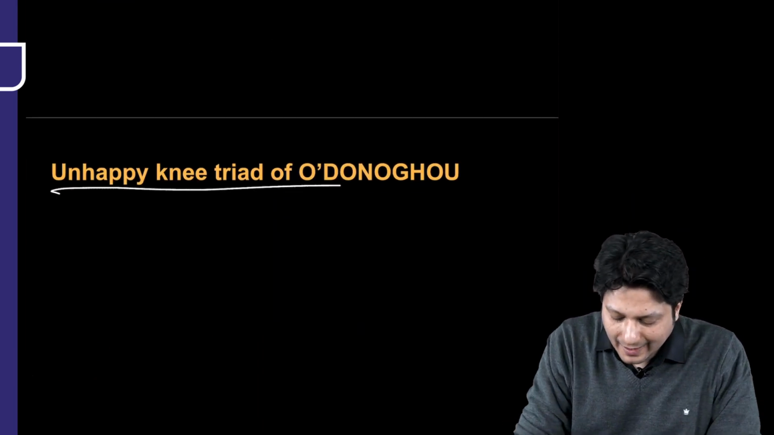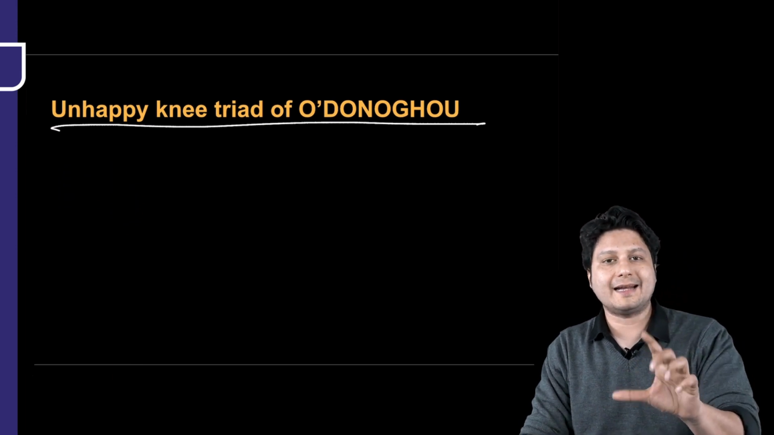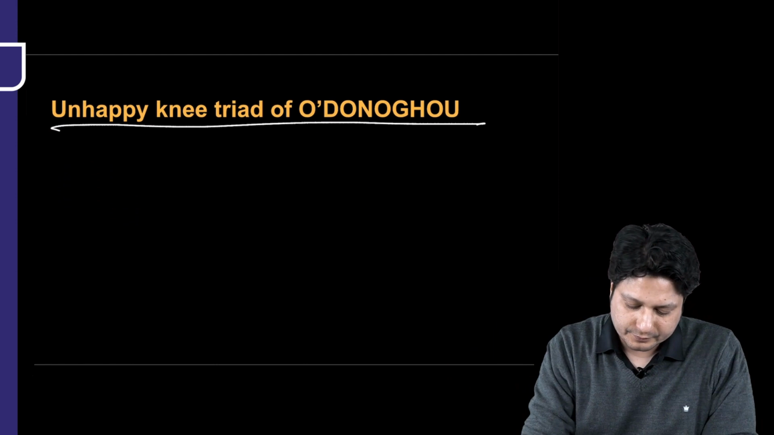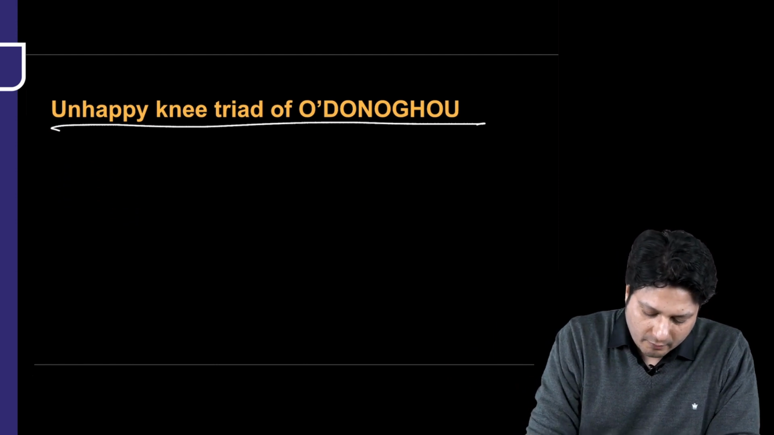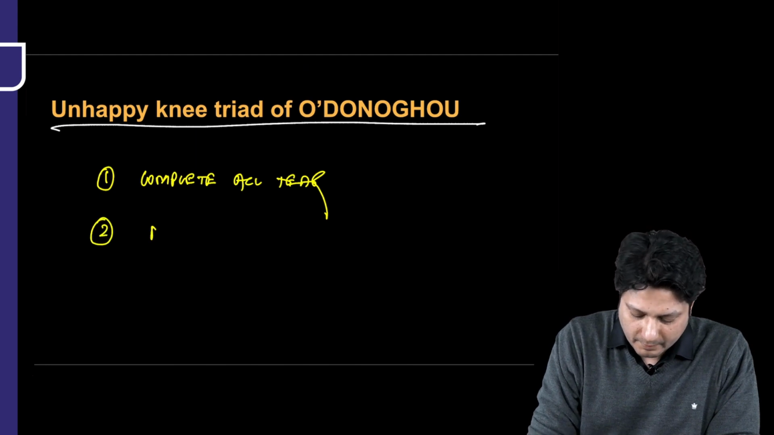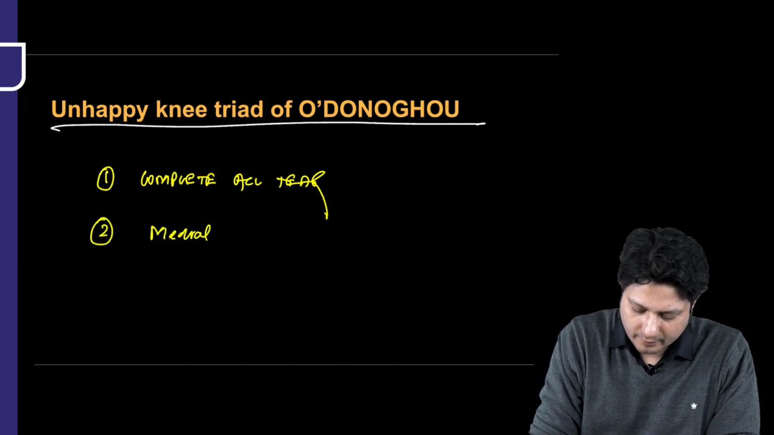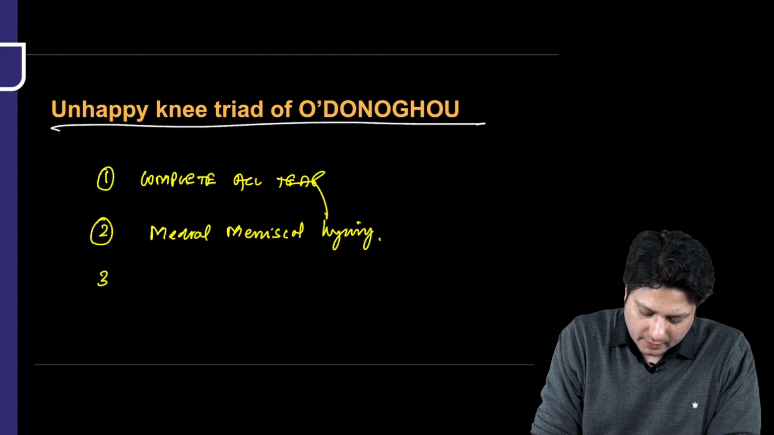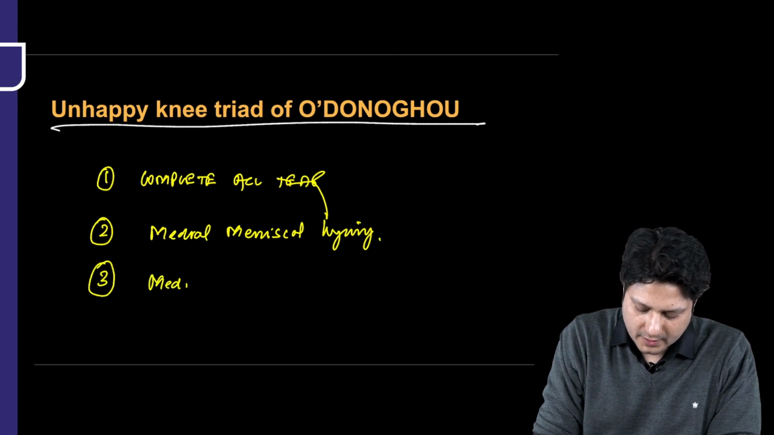And unhappy triad of O'Donoghue, as the name indicates, unhappy triad, that means there are going to be three components of this unhappy knee triad. One is the complete tear of the ACL. Second is medial meniscal injury. And the third one is medial collateral ligament injury.